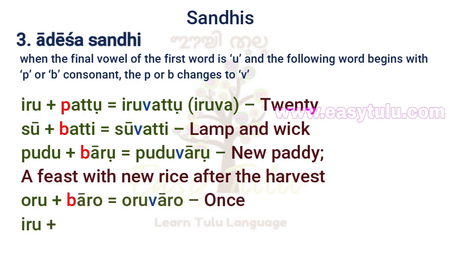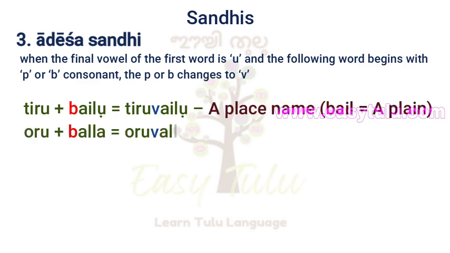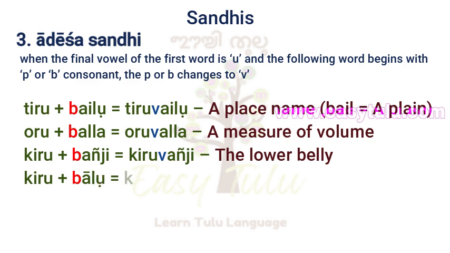Oru plus Baro, Oruvaro, once. Iru plus Baro, Iruvaro, twice. Tiru plus Bailu, Tiruvailu, a place name. Oru plus Balla, Oruvalla, a measure of volume. Kiru plus Banji, Kiruvanji, the lower belly. Kiru plus Bala, Kiruvala, a small knife.